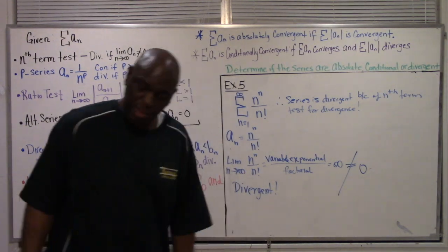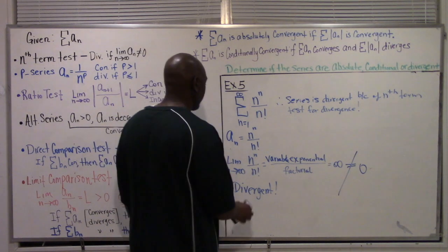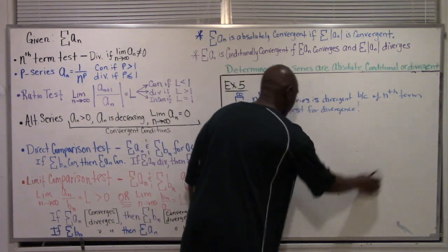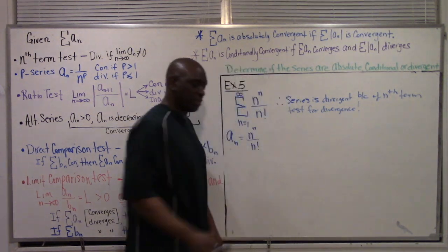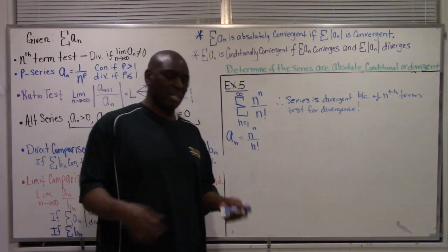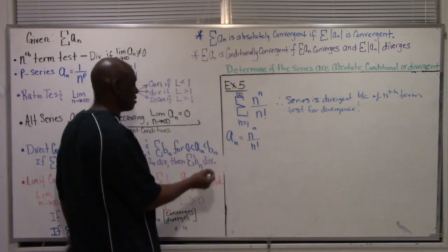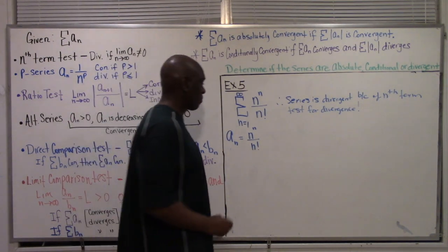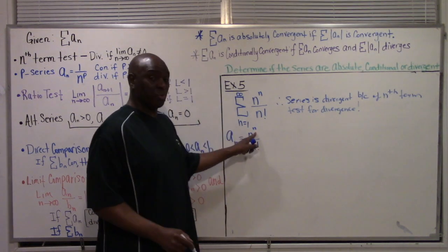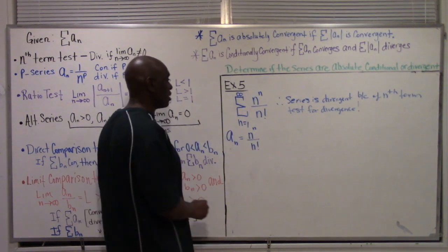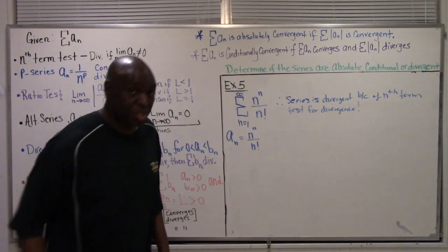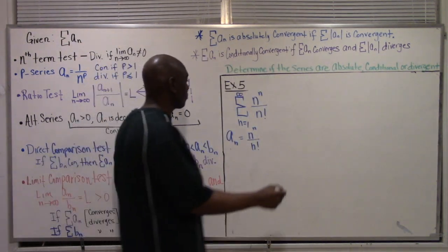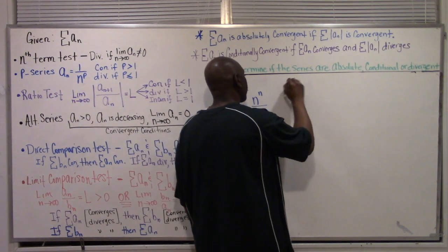Look, if you don't believe it, watch this. If you're like, yeah, but I don't know about that one, man. That nth term test for divergence, getting the answer of infinity. That doesn't seem like it's divergent to me. Well, then do this. Since I see factorials and powers of n, let's look at the ratio test. Let's see what the ratio test is going to do to it.